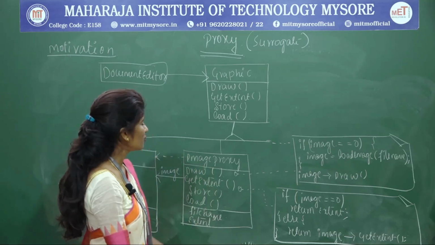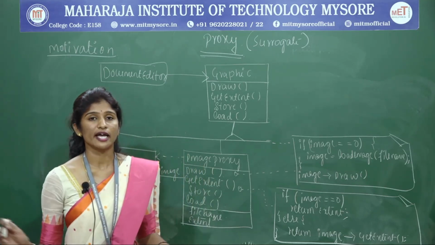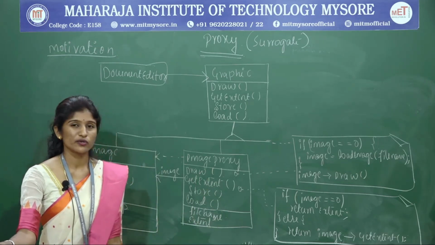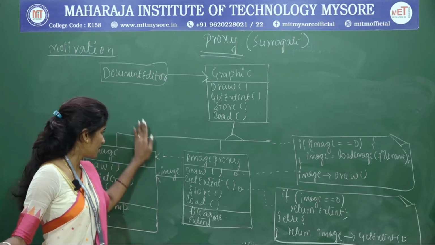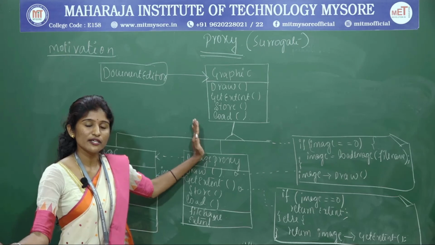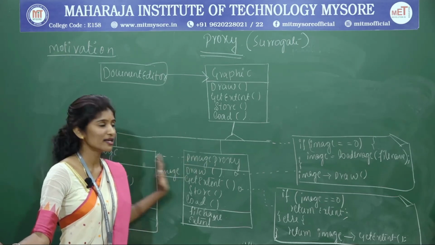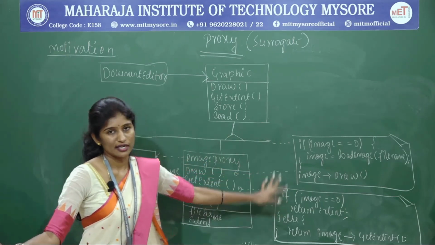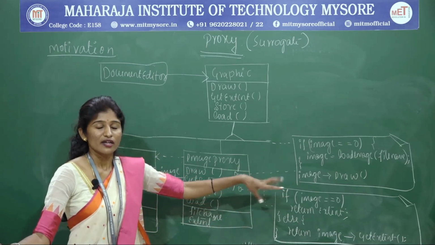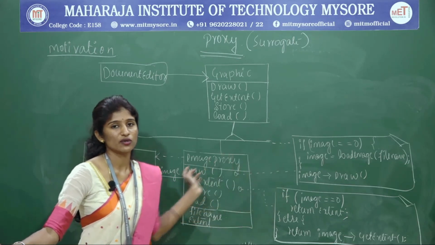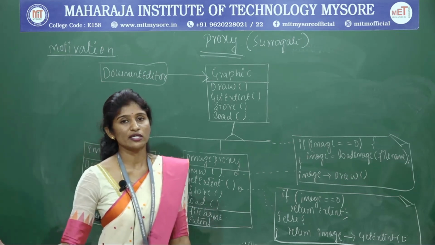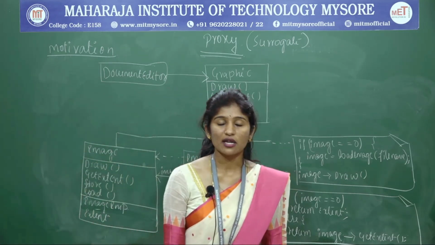Okay, so this is the simple proxy design pattern motivation example. How are we going to use it? Very simple: instead of the main object, you are going to use the proxy, and this proxy is going to reference the original one, and then it is going to check whether it is present or not present. If present, return that. If not present, you are going to fetch based on the file name passed. Okay, so this is the motivation behind using the proxy design pattern.